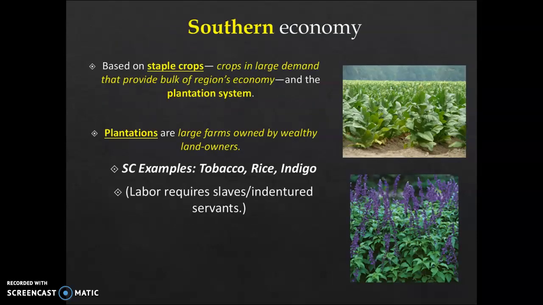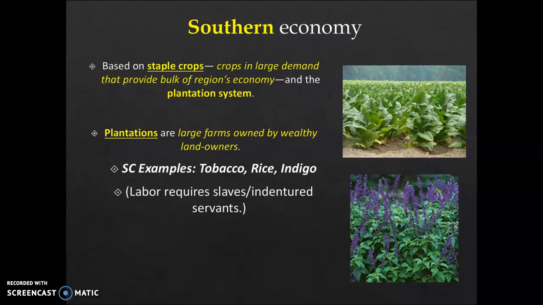So the Southern economy, we'll start with this one. It's based on staple crops. These are crops that are in large demand. They drive the economy. And you see a plantation system pop up in the South. Those plantations are just large family-owned farms. These are your wealthy landowners. You'll hear me say the term rich white guys a lot. That's these guys. So some South Carolina examples of cash crops: tobacco, rice, indigo.